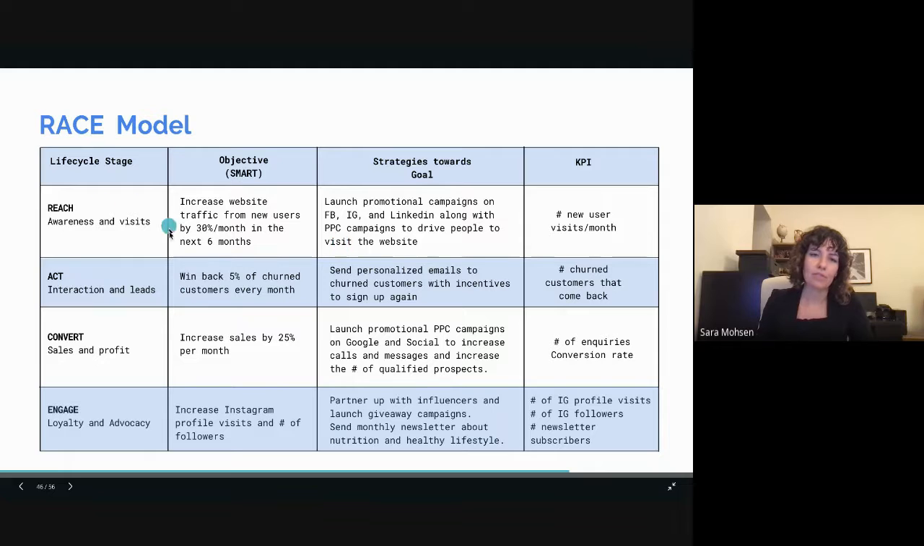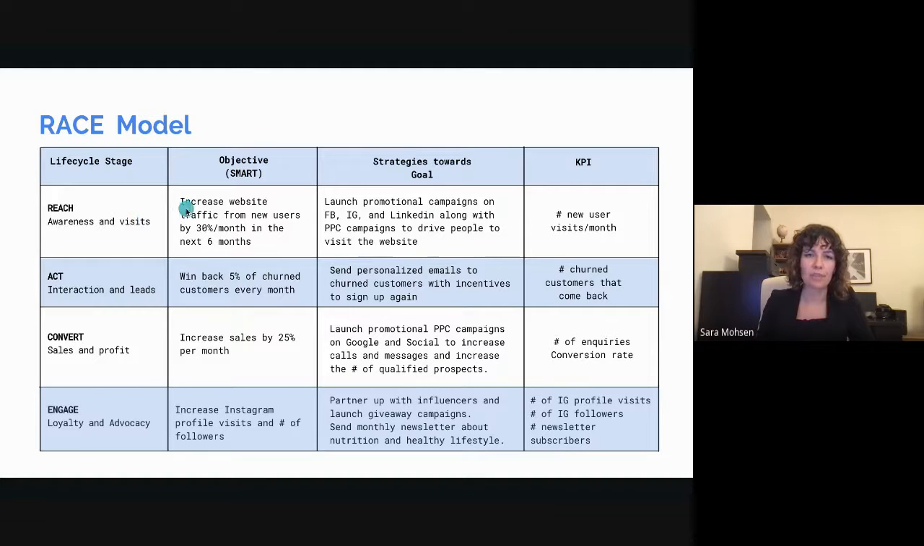And under each one of these stages, you can set a SMART objective that will help you to increase reach and awareness, for example, by increasing website traffic. This is the one that we mentioned before. These are the strategies that we also mentioned before. And this is the KPI, key performance indicator. This is very important to keep track, because this will tell you if your objective is working or not, and if you should change something. So the KPI for the reach in the increased website is to increase the number of user visits per month.